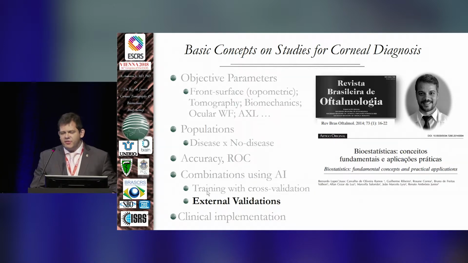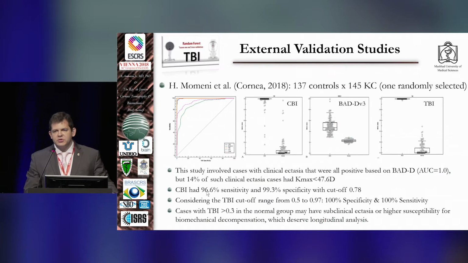External validations are very important because we need to make sure that we are not over-treating these populations that we had for the training set. So we had the first study coming from Iran. It's black and white. It's keratoconus versus normals.